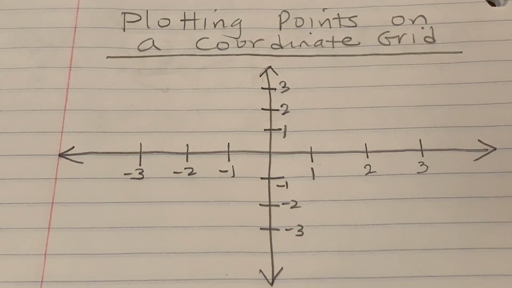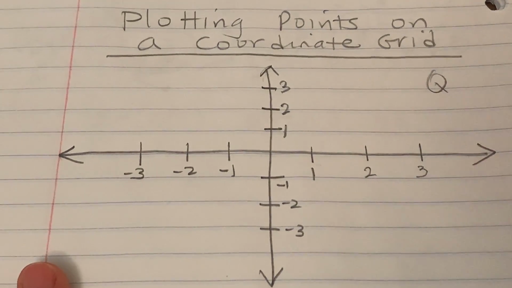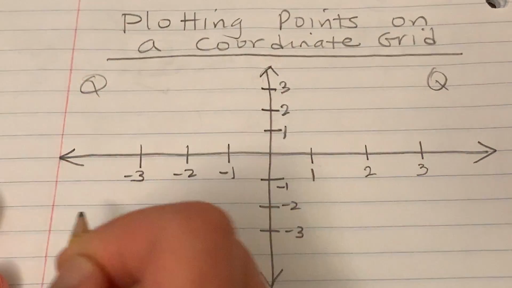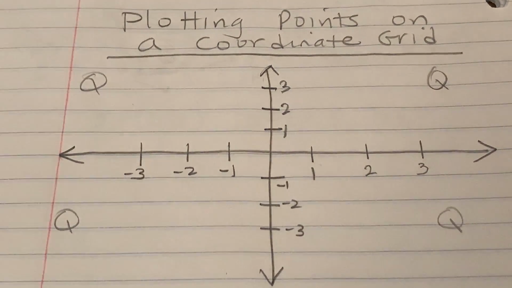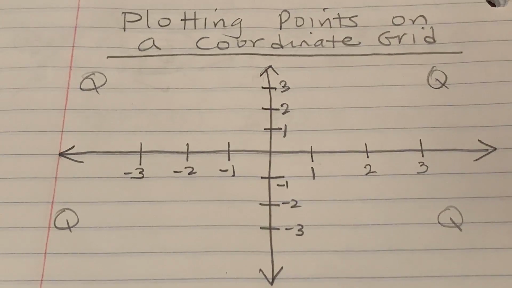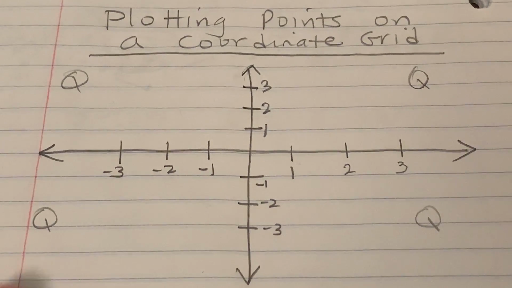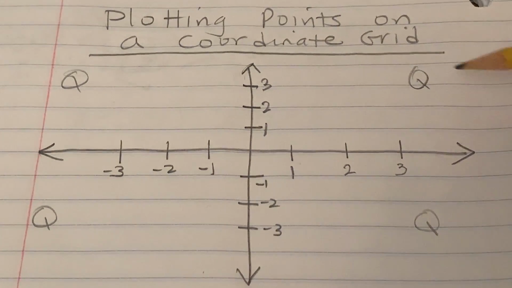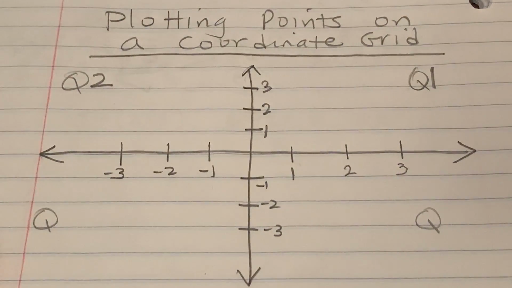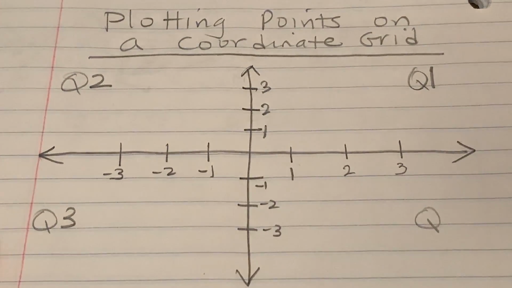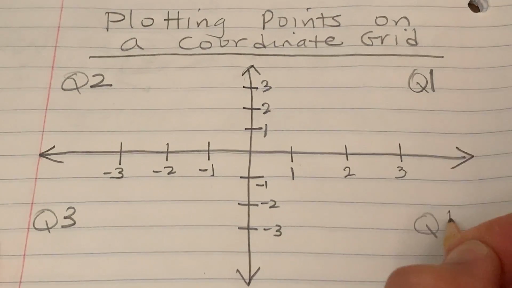Label the 4 quadrants. Remember, one of them is quadrant 1, one is quadrant 2, one is quadrant 3, and 4. Which one is which? Okay, now let's check it. You might need to erase and change it if you forgot. This is quadrant 1. This is quadrant 2. It moves counterclockwise. This is quadrant 3, and this is quadrant 4.